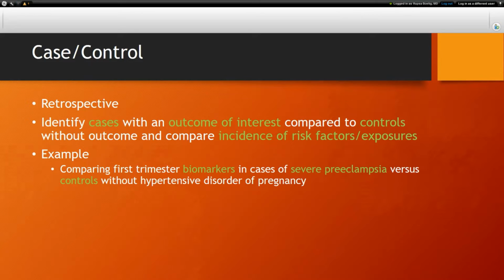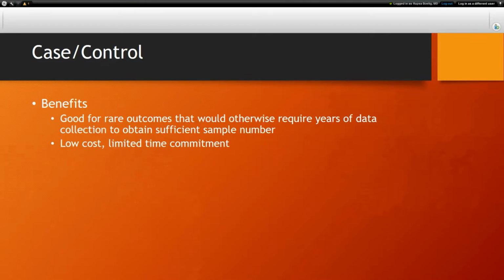So for example, many of the case control studies we see in obstetrics are related to severe preeclampsia or preterm birth. So cases of preeclampsia, controls without preeclampsia, cases of preterm birth, controls of term deliveries, and then comparing exposure, whether it's a biomarker that you're looking at, maternal risk factors, et cetera. But the important thing is you start with the outcome and then you're comparing the prevalence of an exposure or risk factor in people with an outcome versus without an outcome.